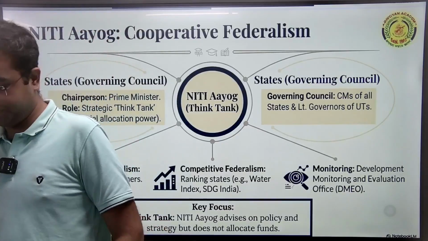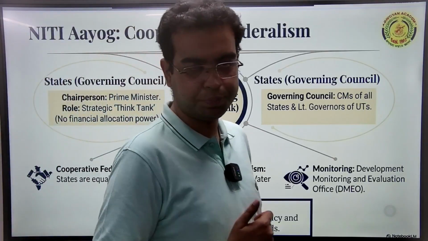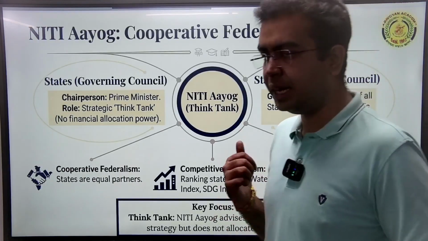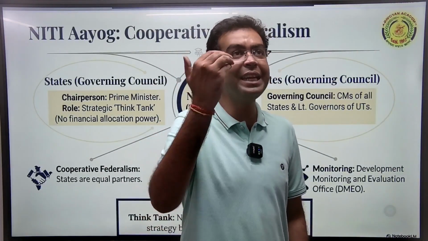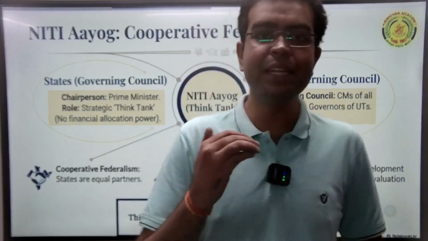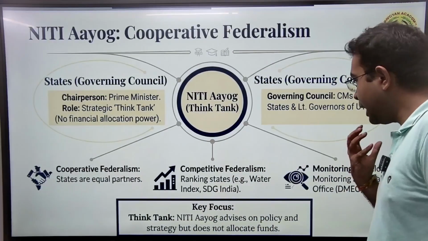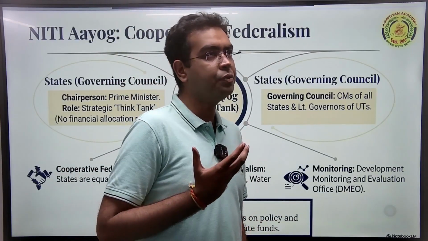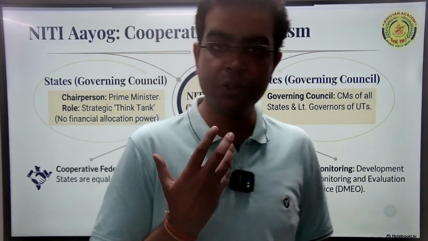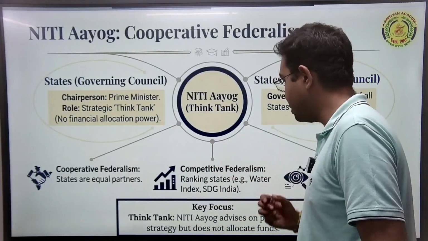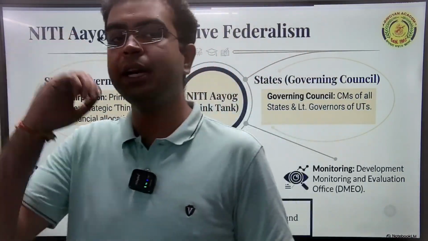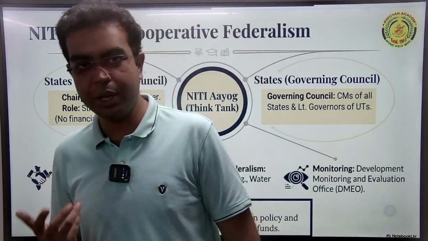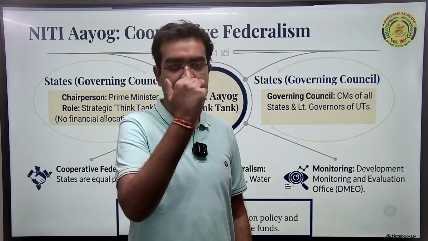Also competitive federalism. Now see, NITI Aayog has certain indexes like the cleanliness index, the water index, the SDG India index, that rank which state is performing better. These indices have rankings, like for example in the water index, whichever state has better performance in water preservation, water supply, water conservation, will have a higher rank in the index. In the cleanliness index, whichever states have a cleaner environment, cleaner surroundings, will have a higher ranking.